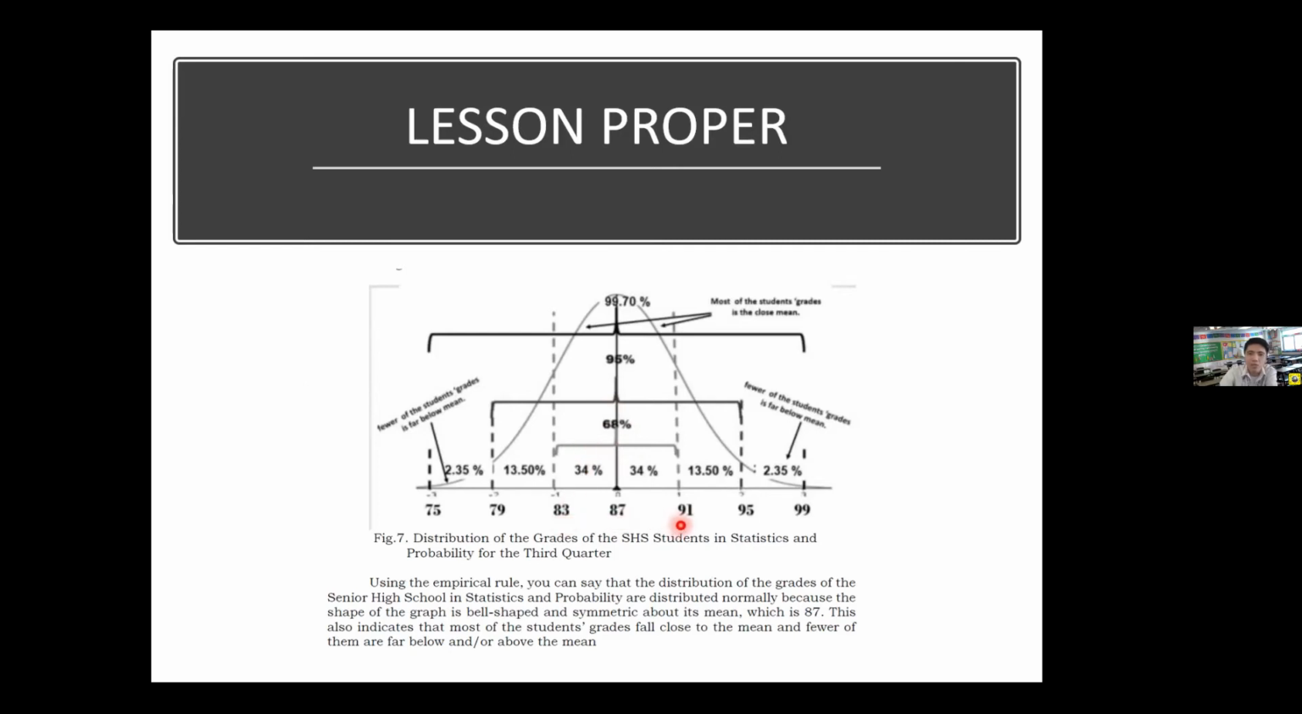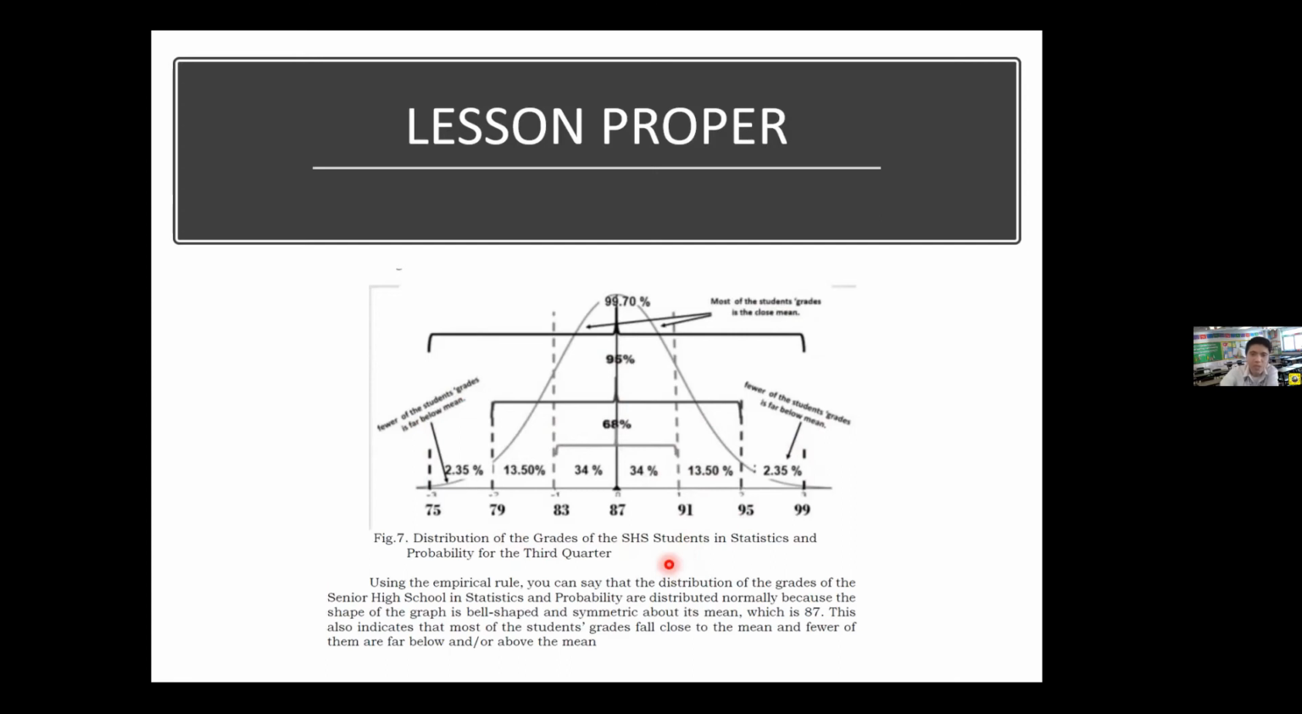So nga na interpretation ana. Additional nga one standard deviation becomes 95%. Ang 95% na nadiri sa 79 to 95. Interpretation ana 95% of your students got a grade of 79 to 95. And lastly, ang 99.7% sa mong estudyante nakuha og 75 to 99 nga grado. So nga na pag-interpret sa imong data nga ingani nga normal distribution.